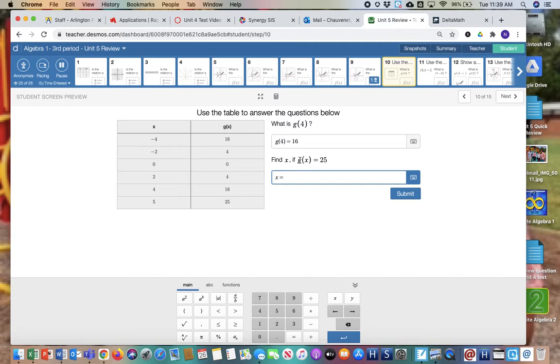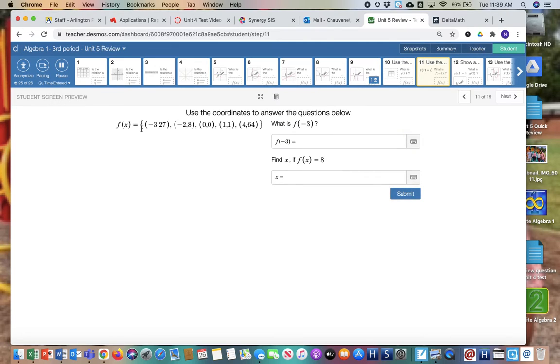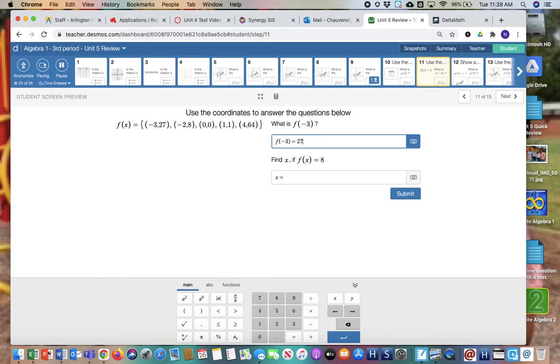Now here it's in reverse. It says g of x is 25. So in the g of x column, I'm going to find the 25. Well, what's the x? Oh, it's 5. Boom. Okay? All right, so that was from a table. So now let's look at it from a set of points. So find f of -3. Well, here's -3 for x. Well, what's the y value? It's 27, so I'm going to write my 27 in.